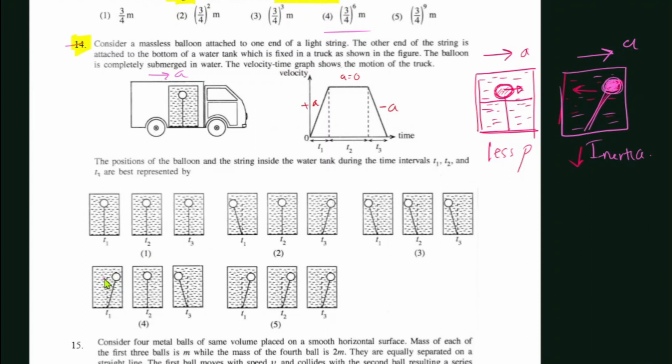Either this or this, right? Next, when the acceleration is zero, there's no motion. It will be as it is, right? This, yeah, this. When the acceleration is in the backward direction, it means deceleration. Negative acceleration means deceleration. It's like the acceleration is acting in this direction, which means it will be in this. So the answer is the fourth one.